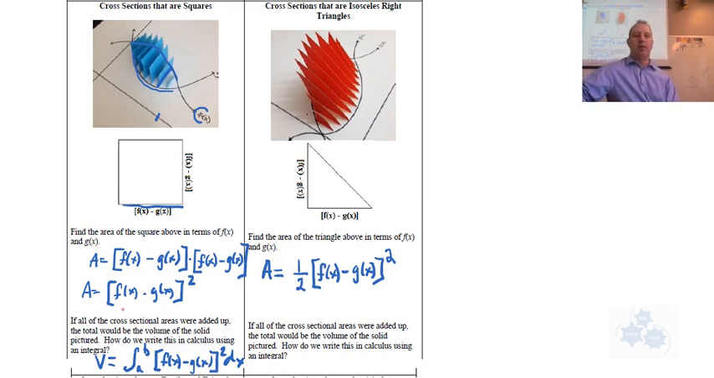And hopefully you see that this triangle here is the equivalent to half of this square. So it turns out to be just half. Okay.